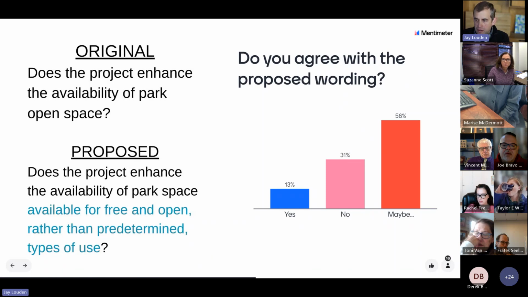Others have comments? I think someone's got their hand up there. Parker. Yeah, I wonder, are we more concerned about preserving rather than enhancing the open space? I think so. Yeah, this says enhance the availability of, perhaps we could just say preserve.